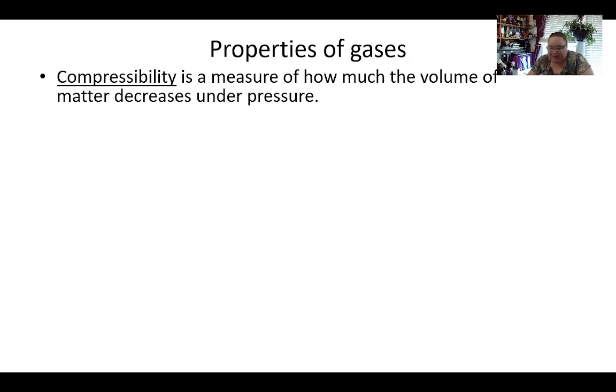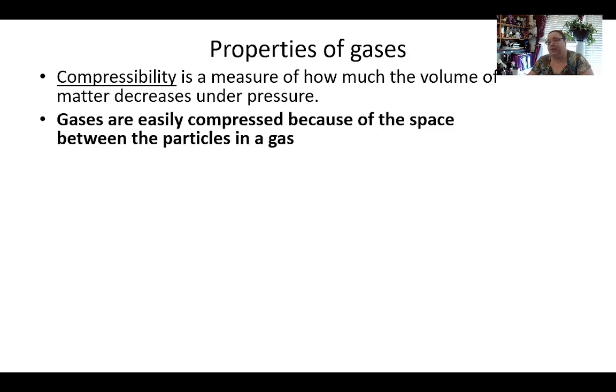So compressibility is the ability of a gas to basically take up less space. We can change the volume of a gas by increasing the pressure. We can increase it so much that we cause the gas to turn into a liquid. The reason we're able to compress the gases is because the particles are really, really far apart.